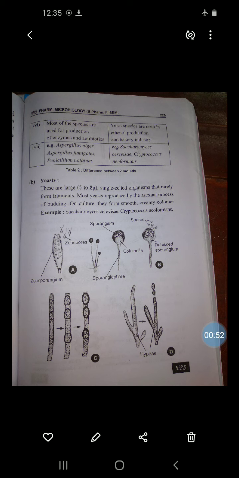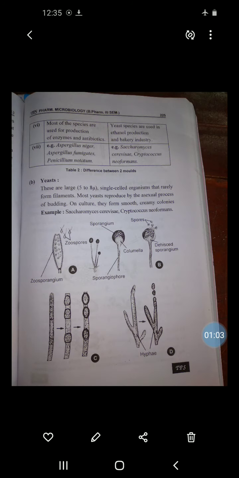Most of the yeasts are reproduced by the asexual process of budding. On culture they form smooth and creamy colonies. For example, Saccharomyces cerevisiae and Cryptococcus neoformans.